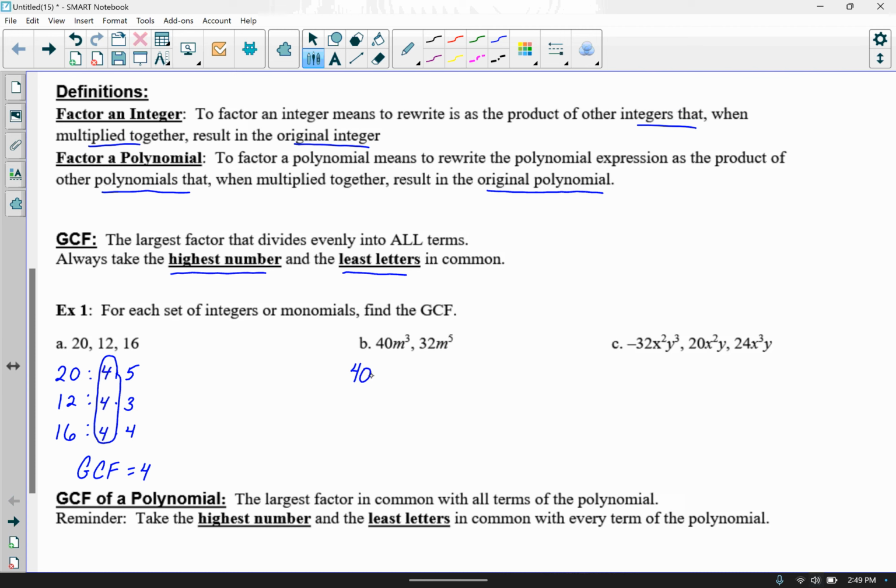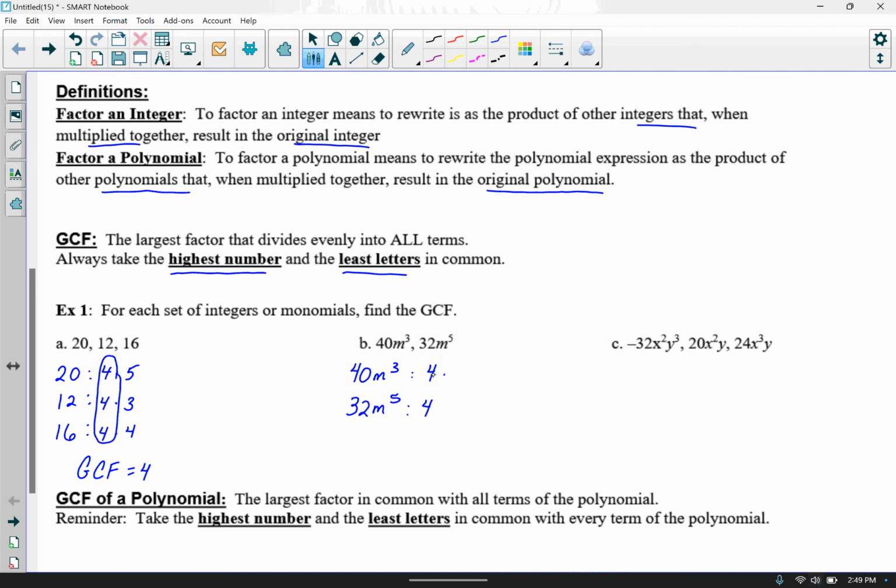Okay? All right, so now let's move over to our next example. So I have 40m cubed and 32m to the 5th. Okay? Now this time, let's say for example, yep, I see, you know what, 4 will go into both of these again. All right, so I just want to show you, like, say for example, you don't see the highest number right from the start. So I say, yep, I know 4 will go into both of these. So let's do 4 again. I'm not gonna worry about the letters. We'll do the letters at the end.